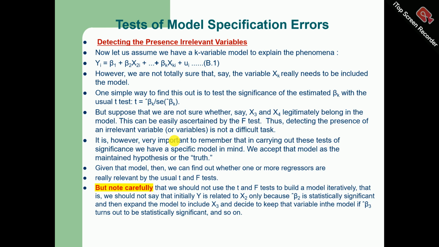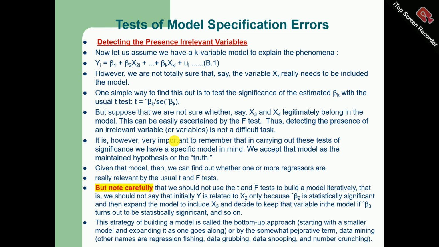But we should note carefully that we should not use the T and F tests to build a model iteratively. That is, we should not say that initially Y is related to X2 only because beta 2 hat is statistically significant, and then expand the model to include X3 and decide to keep that variable in the model if beta 3 hat turns out to be statistically significant, and so on. This strategy of building a model is called the bottom-up approach, or by a somewhat pejorative term, data mining.